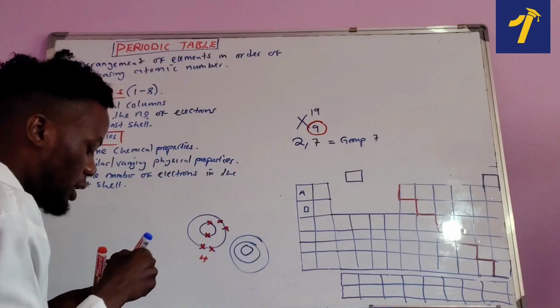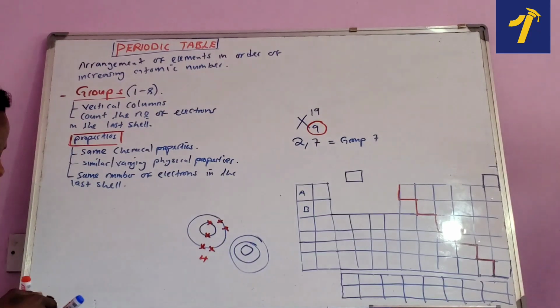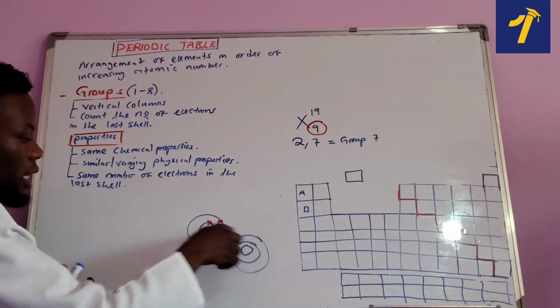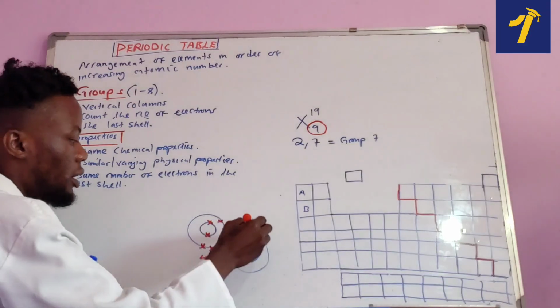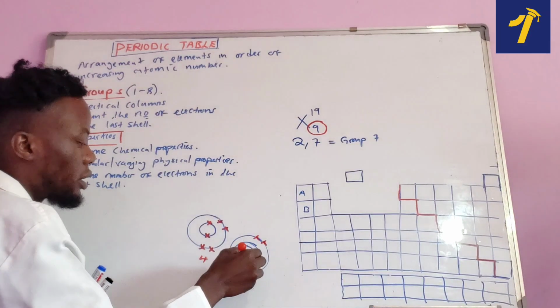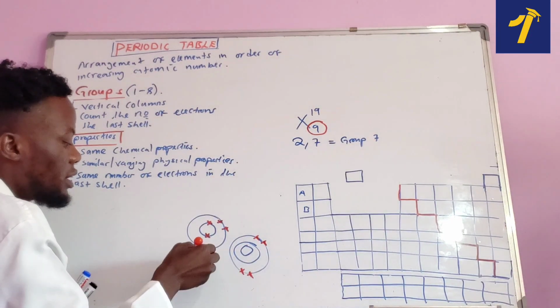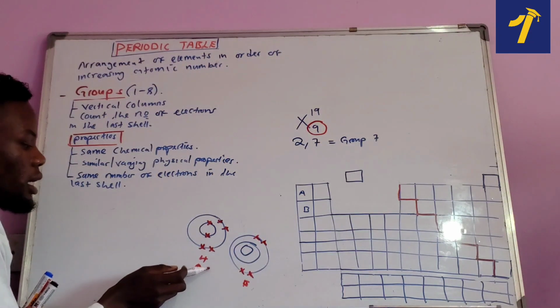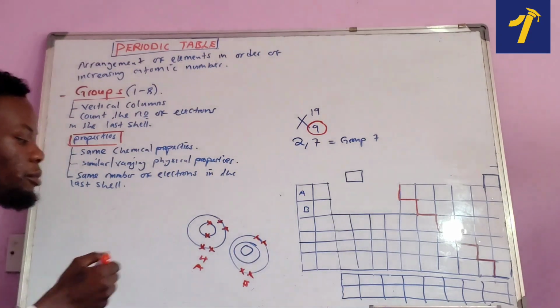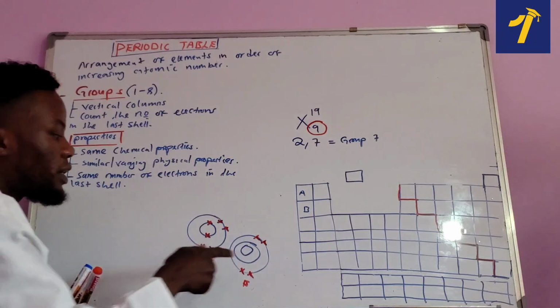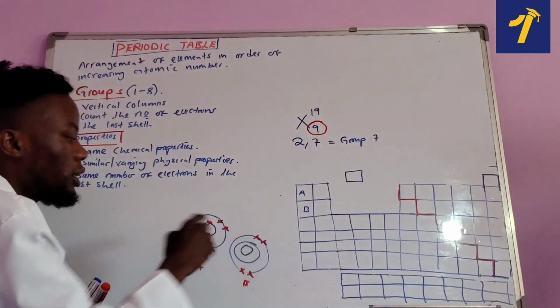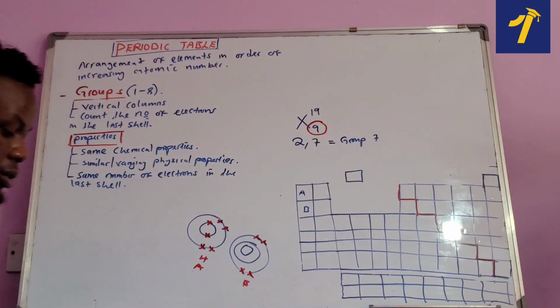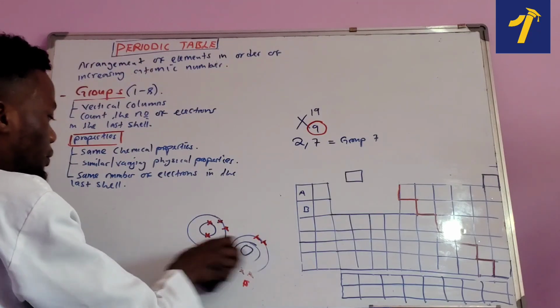So which simply means that if I pick another element, it has to have the same number of electrons in the last shell. If this is the last shell now, it's going to have the same number. 1, 2, 3, 4. So if this is element A and this is element B, as you can see, for you to say this element A and this element B are in the same group, they need to have the same electrons in the last shell. Okay? Very important concept.